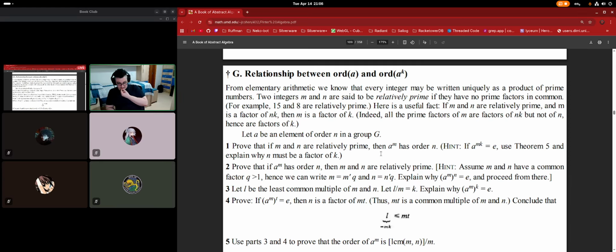So if you have a to the power of m, again, I see no relationship. Okay, they are relatively prime, but how does n come into the picture? I think the hint says a lot. If this is true, use Theorem 5 and explain why n must be a factor of k. Because it has no common factors with m.